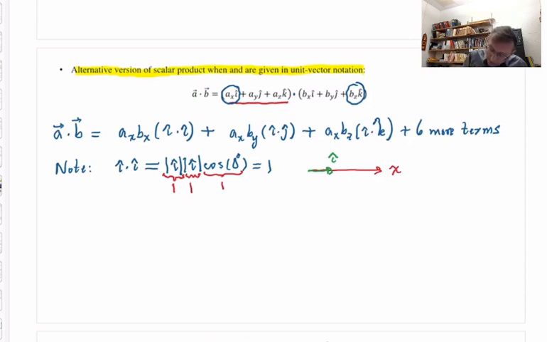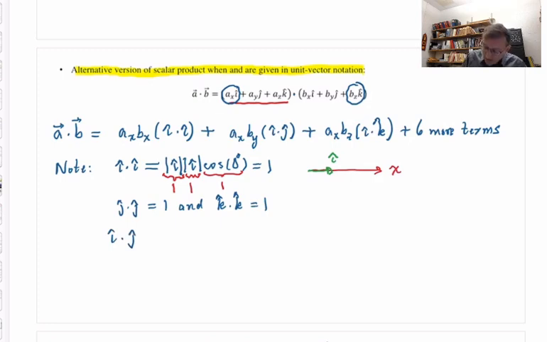So that must also be true if you had j hat dot j hat. That scalar product must also be 1. And if you have k hat dot k hat, that scalar product is 1. That's very helpful to know. The scalar product of a unit vector with itself equals 1. How about another unit vector combination, scalar product of unit vectors that I have here, like i hat dot j hat?